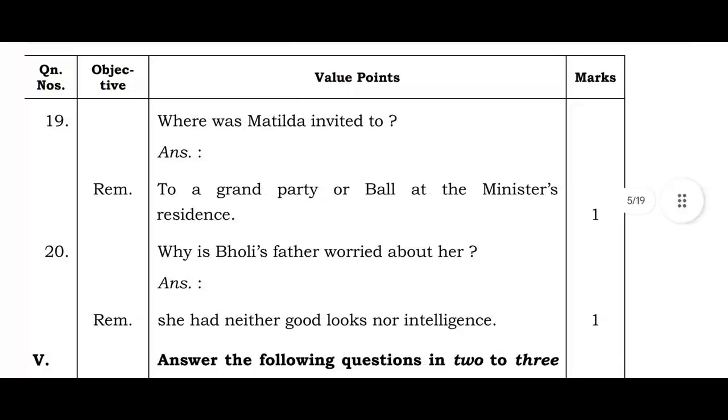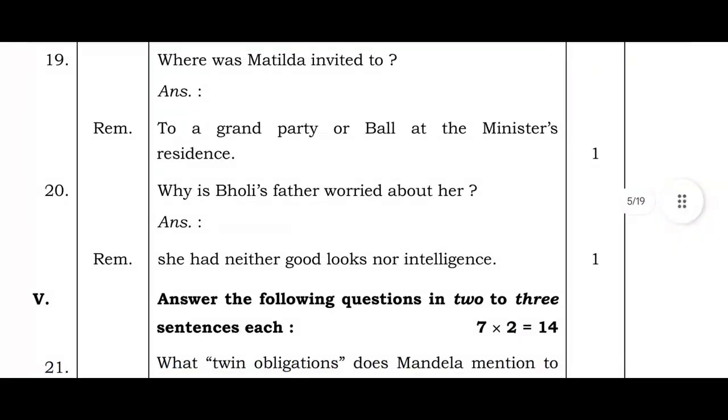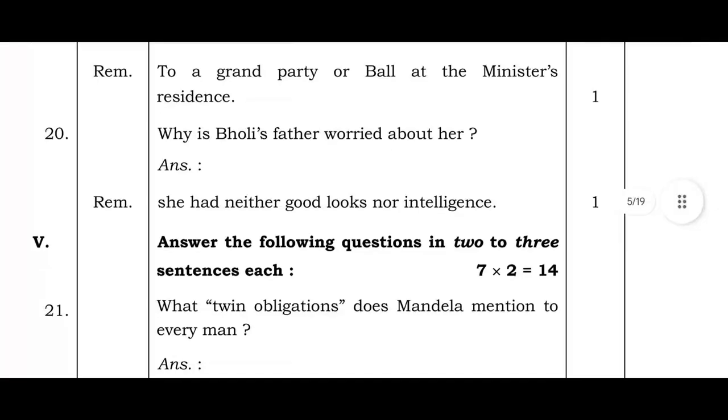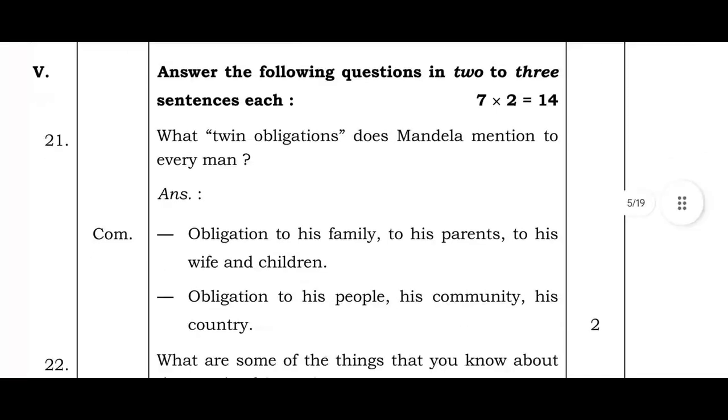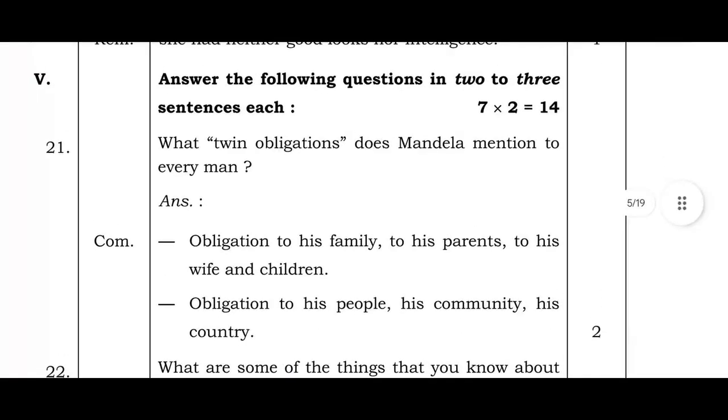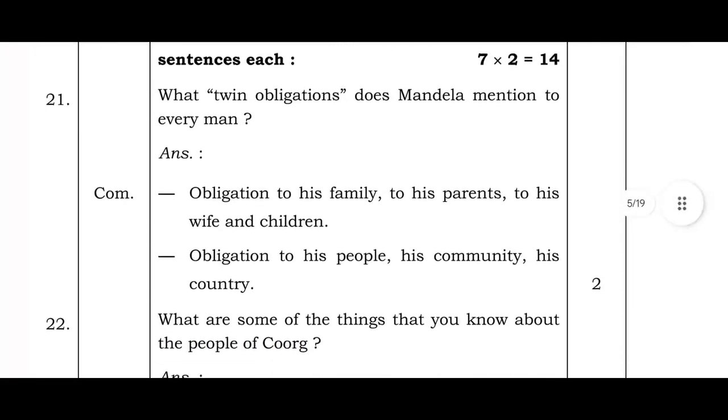Where was Matilda invited to? To a grand party or ball at the minister's residence. Why is Boli's father worried about her? She had neither good looks nor intelligence. Answer the following questions in 2 to 3 sentences each. What twin obligations does Mandela mention to every man?